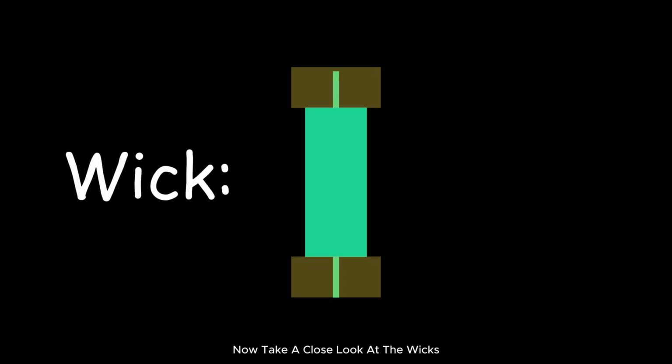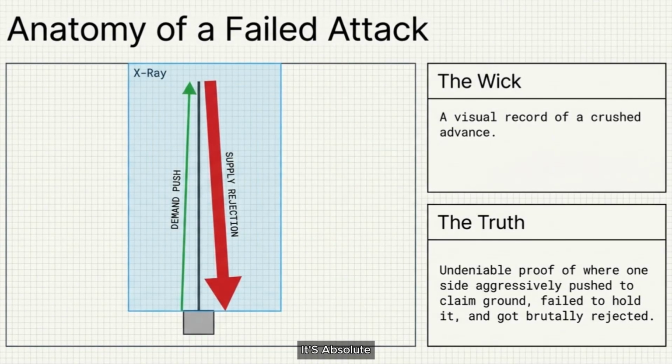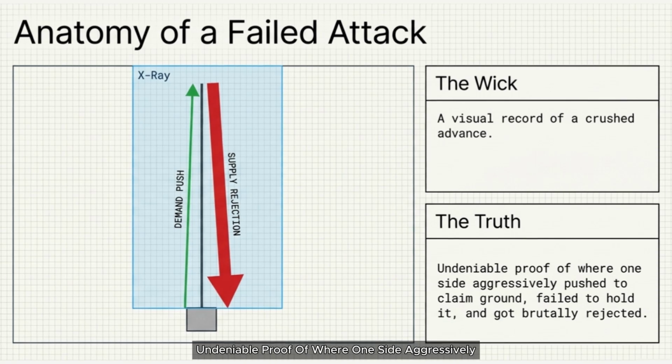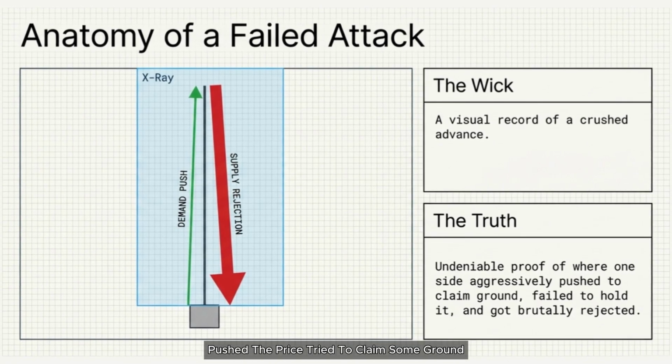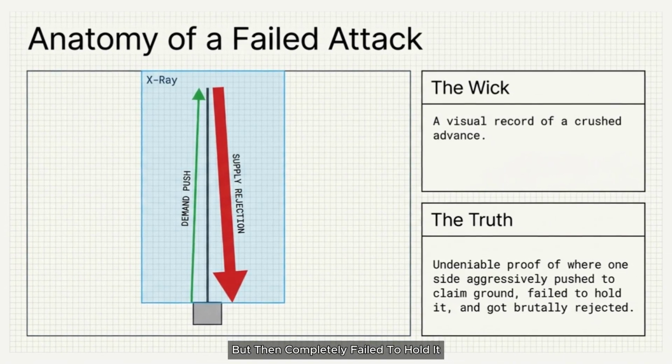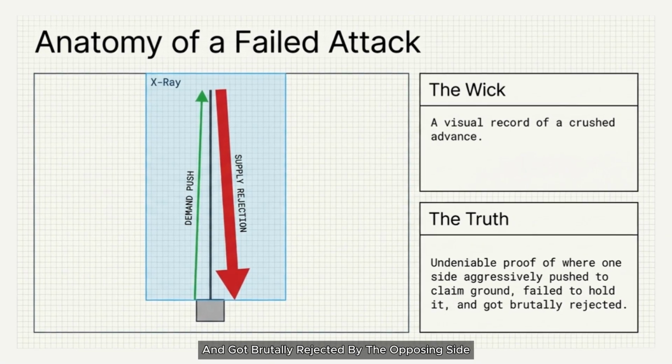Now take a close look at the wicks. You know, those thin little lines poking out of the top and bottom of the candle bodies. In plain English, a wick is basically a visual record of a failed attack. It's absolute, undeniable proof of where one side aggressively pushed the price, tried to claim some ground, but then completely failed to hold it, and got brutally rejected by the opposing side.